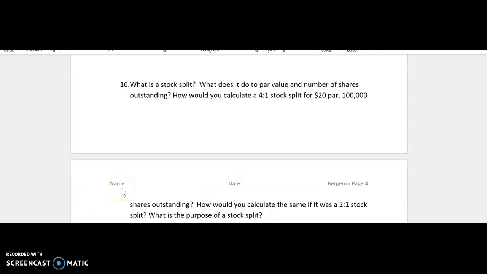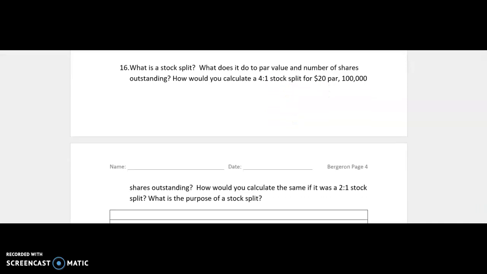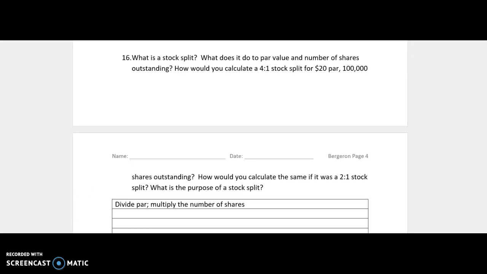So if the price of the stock gets too high in the market and we want to get that price lower, then they can do what's called a stock split to get that price down. And in this question, we're going to do a 4-for-1 stock split. And then we're going to do a 2-for-1 stock split. So what you will do is you will divide the par and you will multiply the number of shares. And you won't need a journal entry for this.